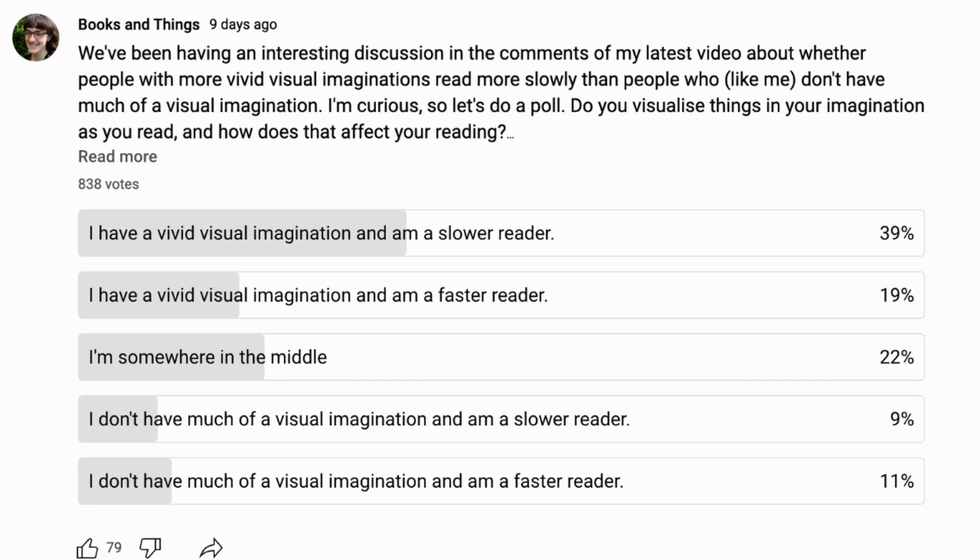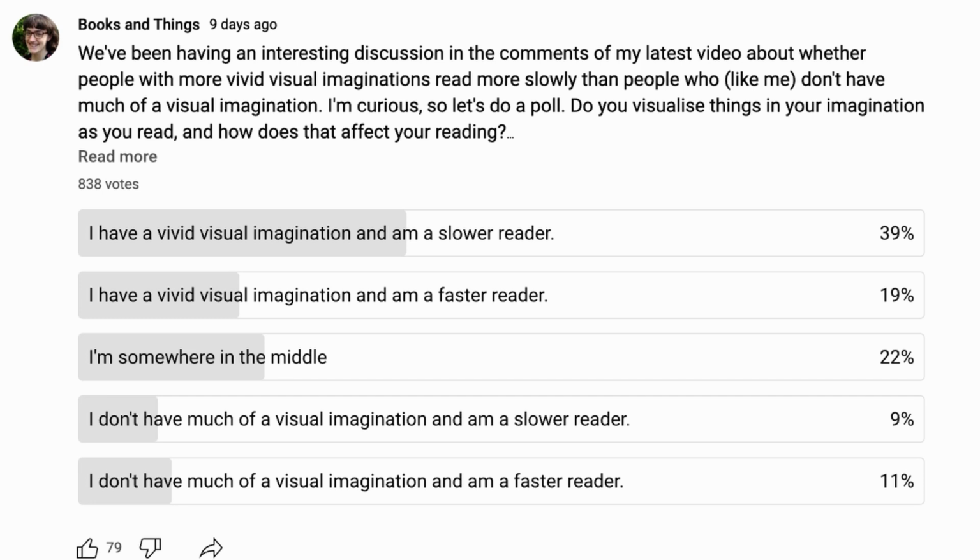I found it really interesting that 58% of people said they had a more visual imagination, 20% of people said they didn't have much of a visual imagination, and then, you know, the rest of the people said they were somewhere in the middle. I knew some people had a very visual imagination, but I don't think I realised it was most people. And maybe it's not most people. 58% of people isn't that big a majority, and like I said, very small sample of bookish people.